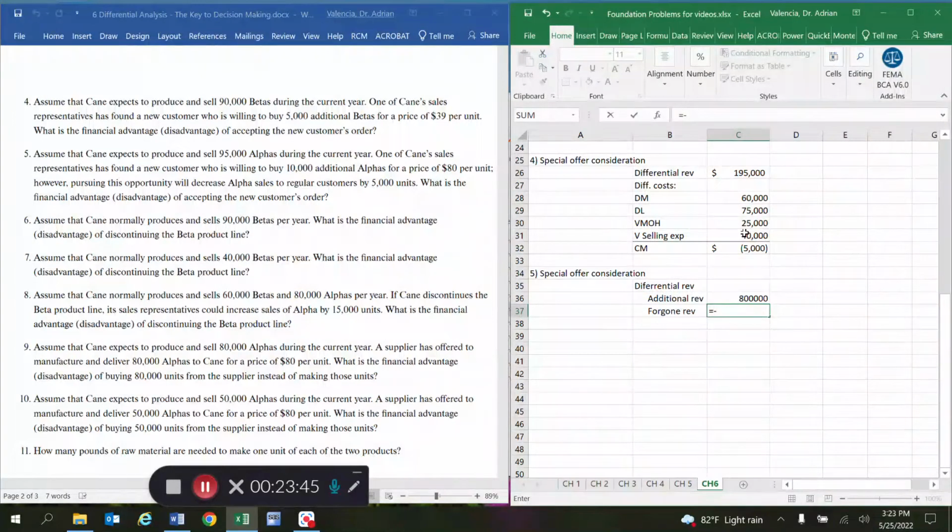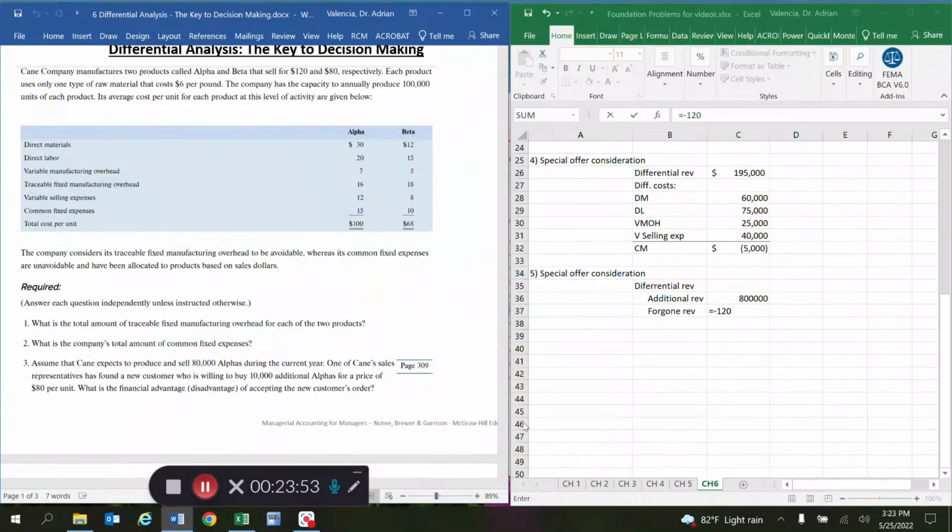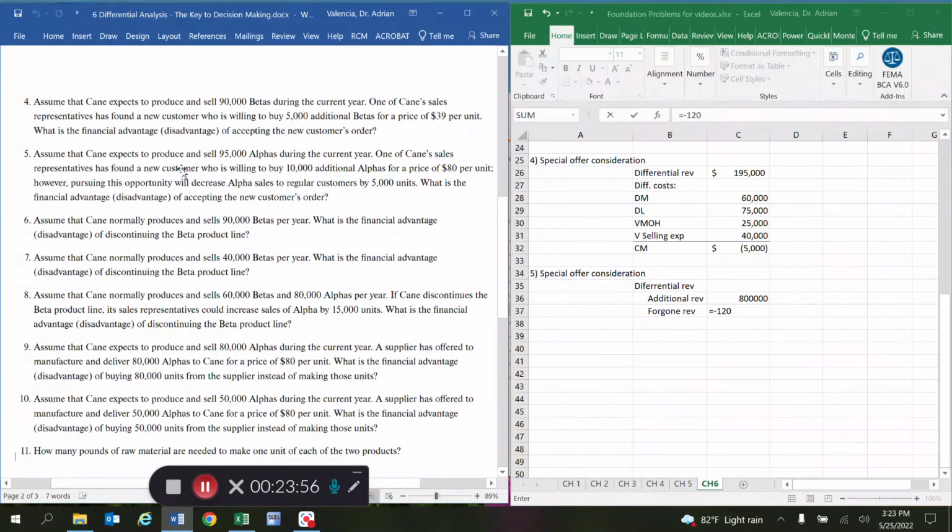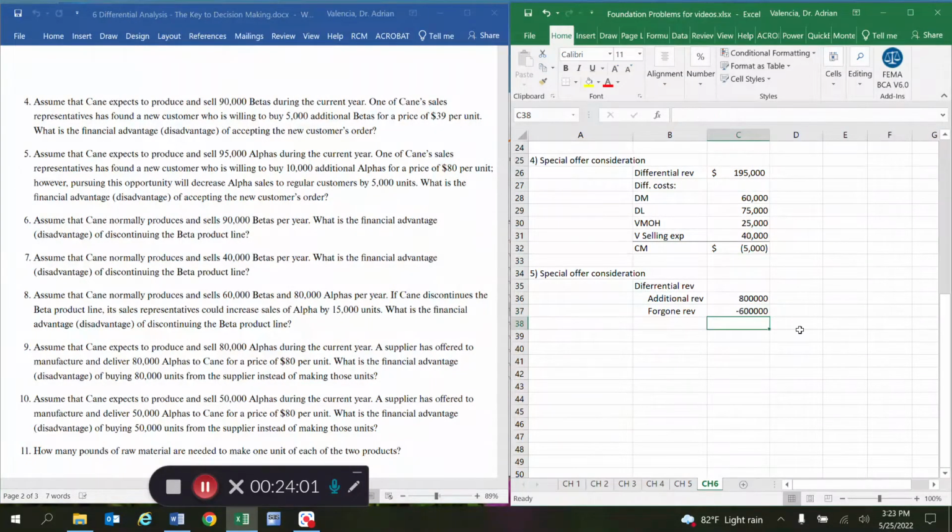So I'm going to lose out on $120 per unit because that was the regular sales price for those units. I'm going to lose out on that for 5,000 units. So I'm going to go in here and say times 5,000 units. So in other words, the net differential revenue from this is going to be $200,000. So the next question for us is, what additional variable cost am I going to incur in order to be able to get that $200,000 extra? And that's what we're going to see right here with the differential costs.